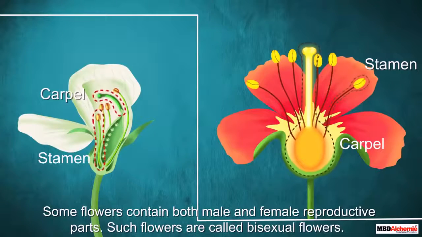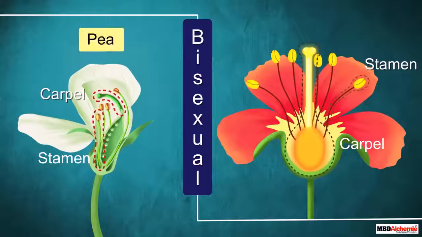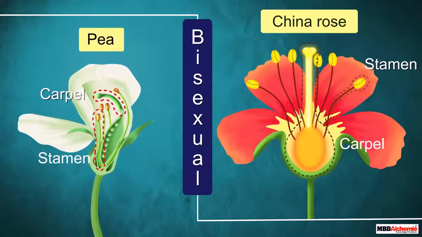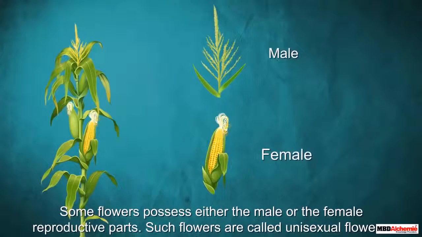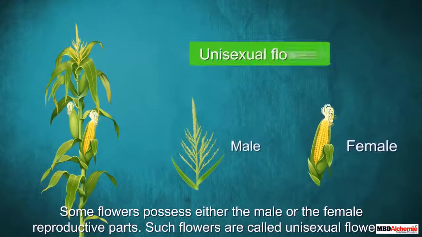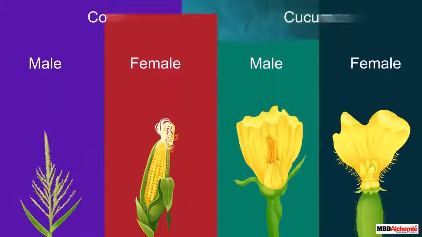Such flowers are called bisexual flowers. For example, pea, China rose, etc. On the other hand, some flowers possess either the male or the female reproductive parts. Such flowers are called unisexual flowers. For example, corn, cucumber, etc.